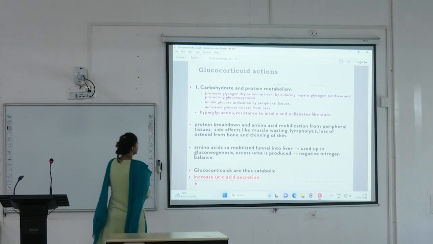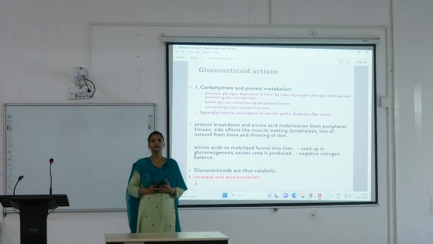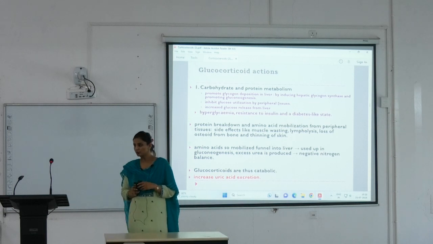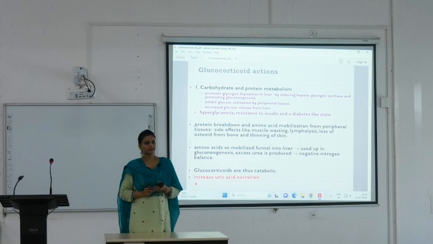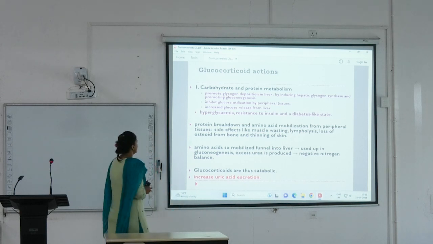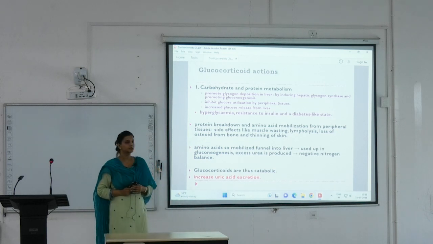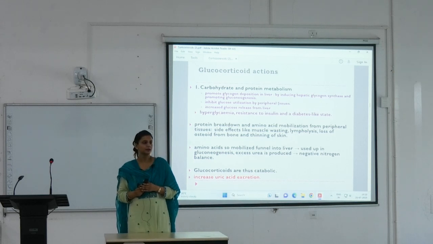So there is hyperglycemia, resistance to insulin, and there is a diabetes like state with the help of what? Glucocorticoids. Glucocorticoids causes diabetes like state because there is insulin resistance, increase in the glucose, okay. Protein breakdown and amino acid metabolized from the peripheral tissues. Protein যদি breakdown করছে, what will happen to the muscles? Wasting করবে, muscle wasting হবে.